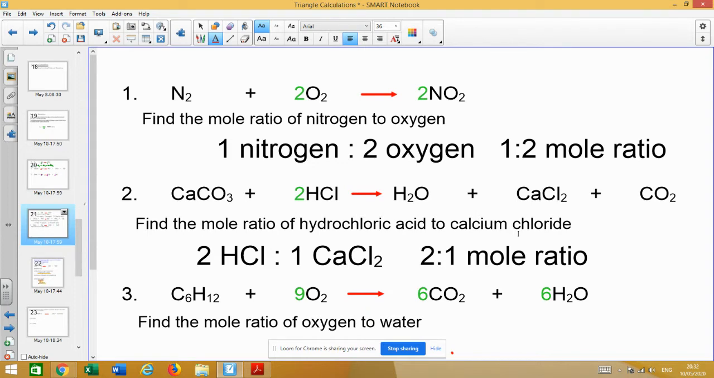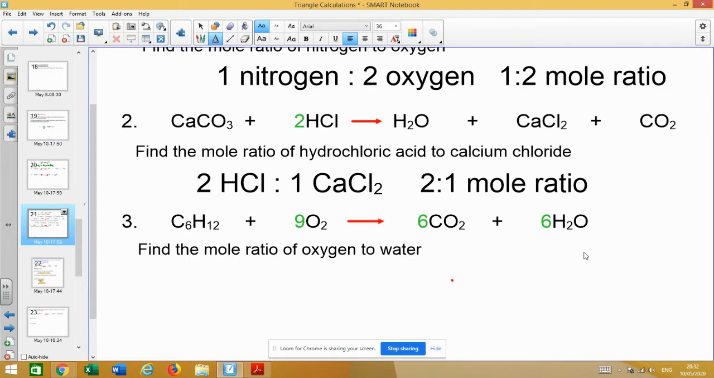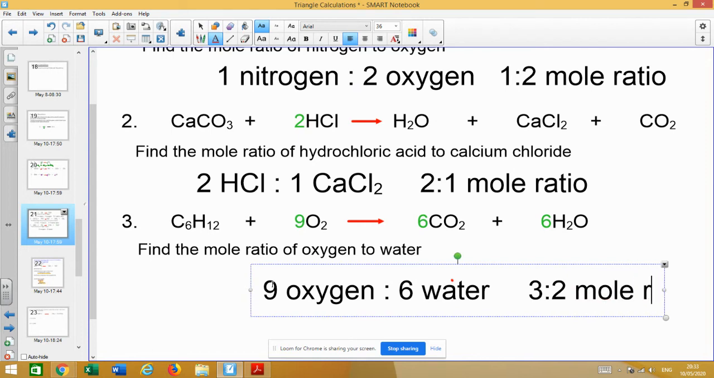But if we were doing the ratio of calcium chloride to hydrochloric acid, that would be a 1-to-2 mole ratio. And you need to make sure you look at what it asks you in the question before you write it, for the way you write it out. So, third example, find the mole ratio of oxygen to water. So here we've got 9 oxygens, so 9 oxygen to 6 water, and as scientists we would simplify that as much as we could, so we would make it a 3-to-2 mole ratio.